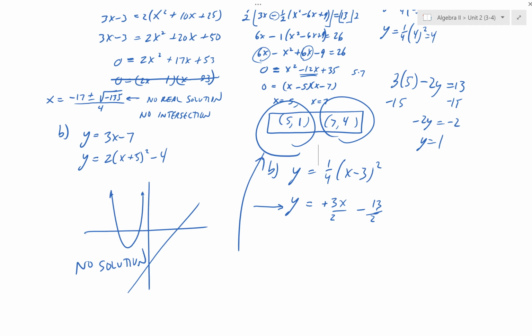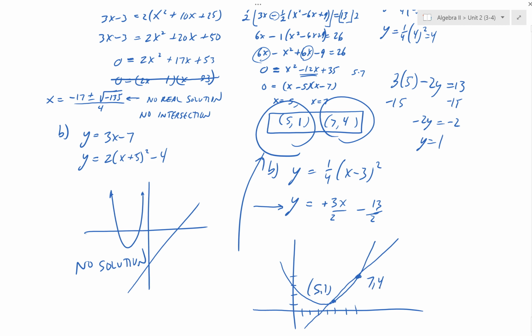So now for my solution, I'm just going to draw a quick sketch of what I saw. I saw an intersection at 5, 1 and 7, 4, and a parabola that might have looked something like that. And so I had a line and the intersection at those 2 points, 5, 1 and 7, 4. Okay?